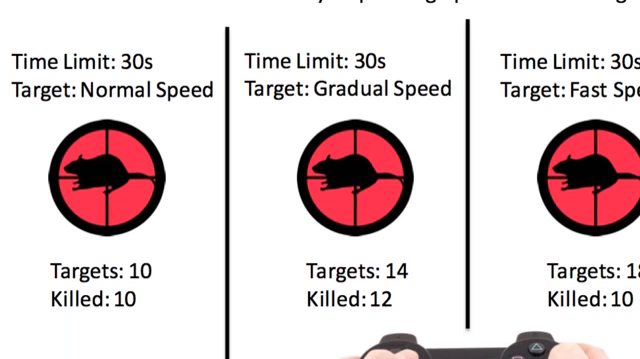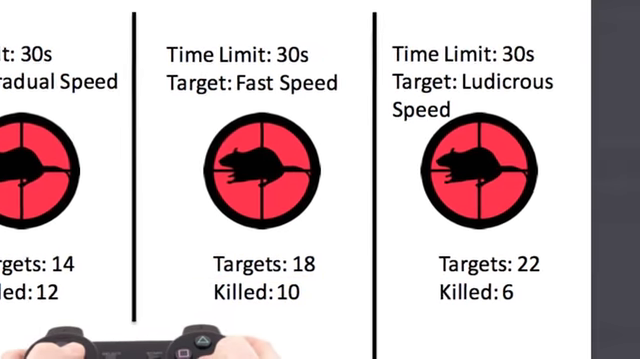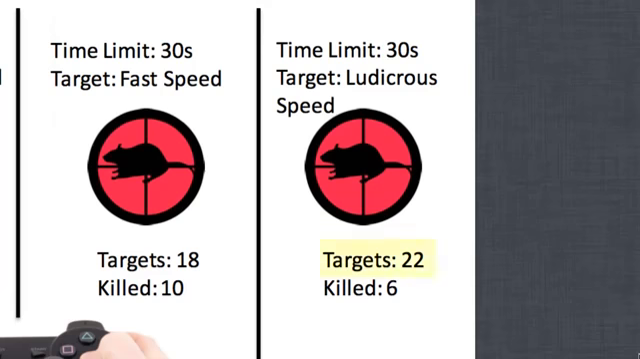As we speed up the rat, but we still have 30 seconds to shoot as many as we can, we had 14 targets run across the screen and we were able to shoot 12 of them, which was a little bit better than the normal speed. Then as we speed up the time, we have 18 rats in 30 seconds and now we only killed 10, because the rat's running faster and it's harder to shoot. Then we go to a ludicrous speed and we have 22 rats run across in 30 seconds, but we were only able to kill 6 because the rats were moving so fast and it was really hard to shoot them.